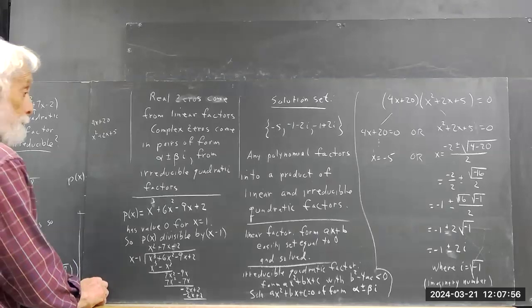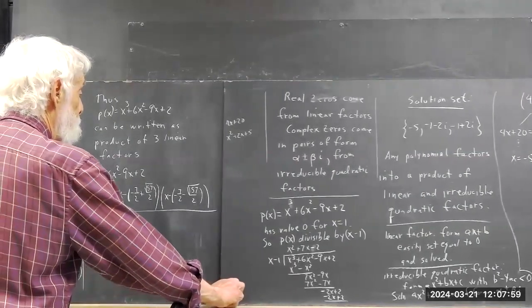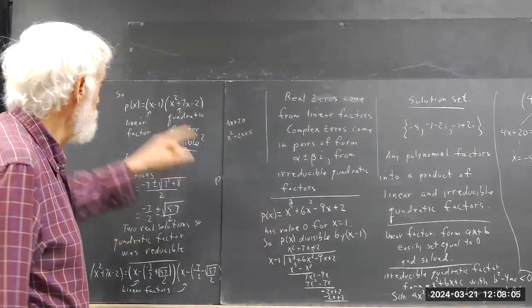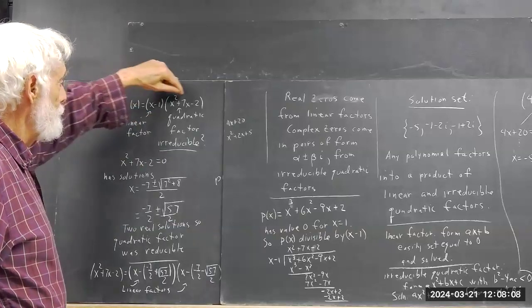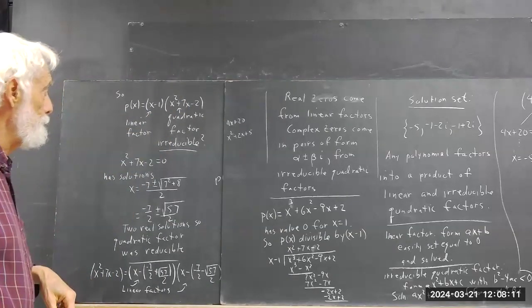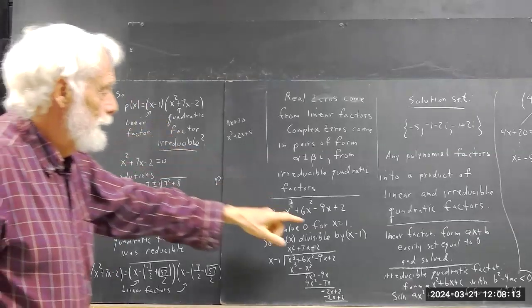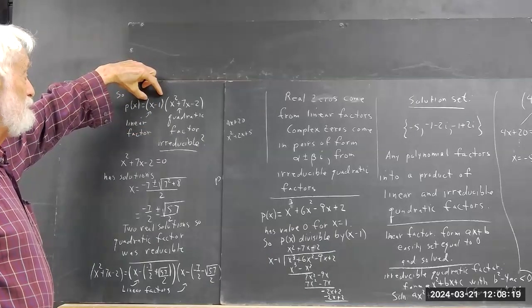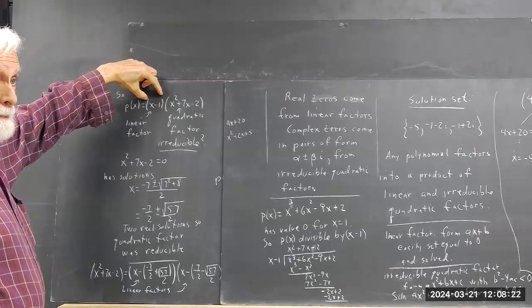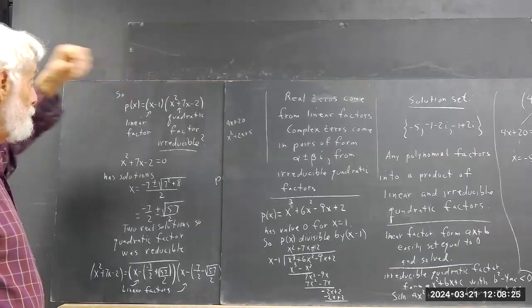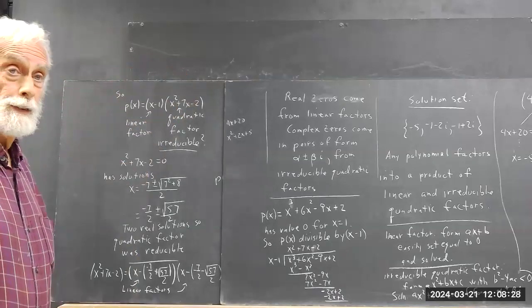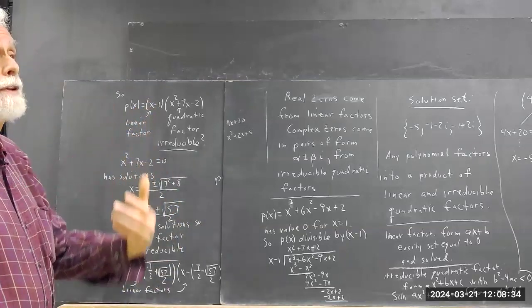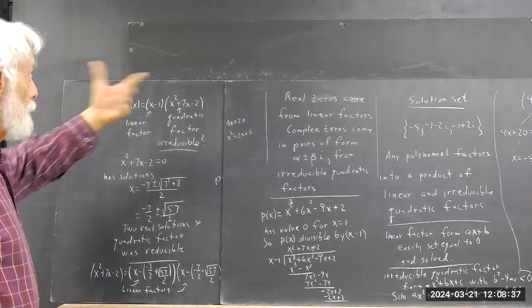Our conclusion is our p of x that I wrote here can be written this way. This x minus 1 is a linear factor. That's the factor that gave us the solution 1, the 0 at x equals 1. This is a quadratic factor, and it's up in the air at this time whether this is irreducible or not. It could be reducible, it could be irreducible. Well, it turns out that it's reducible. Why?